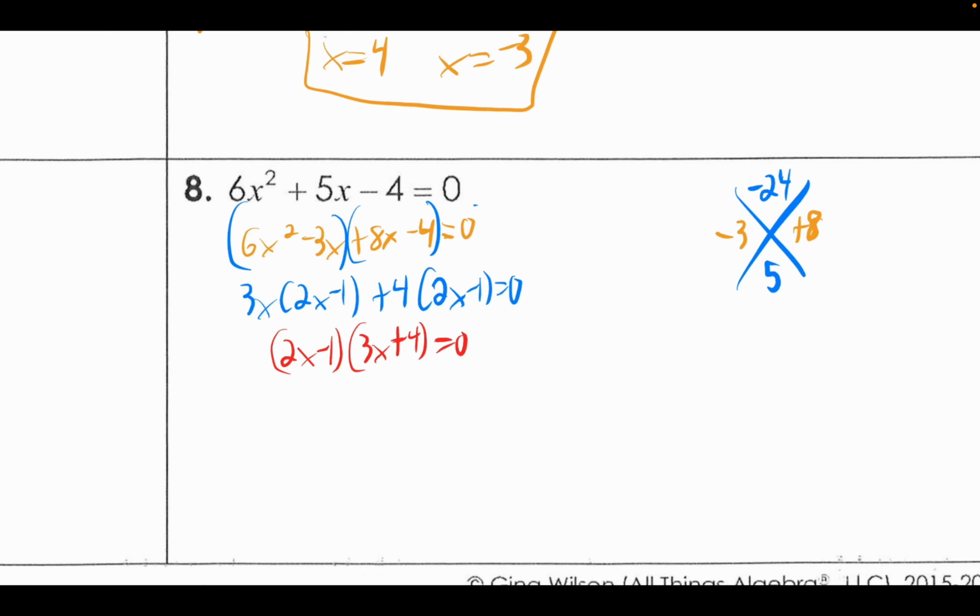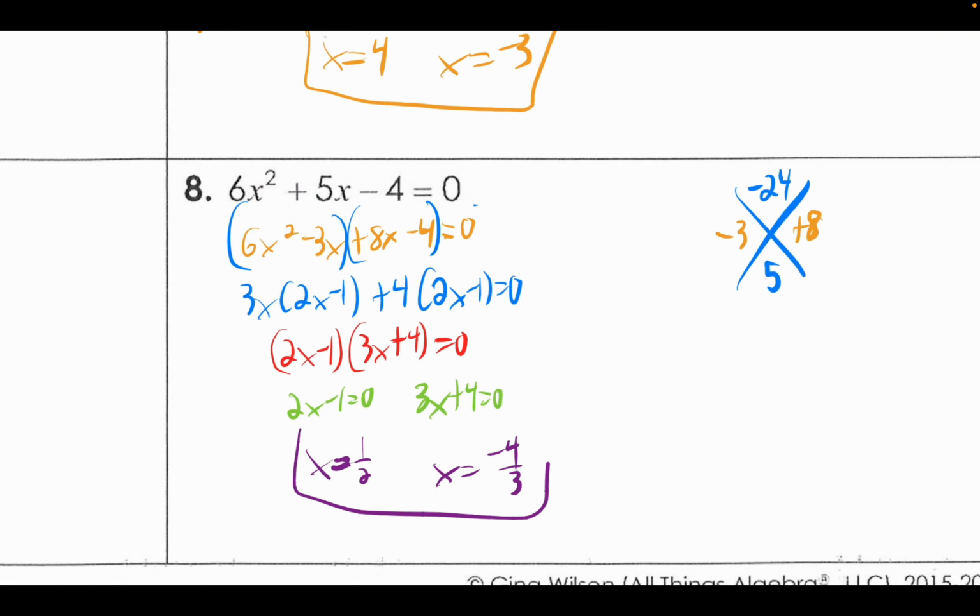And now we set each of these individually equal to 0. As we solve these, we end up getting x equals positive 1/2 when we add 1 and divide by 2, as well as x equals negative 4/3 when we subtract by 4 and divide by 3.